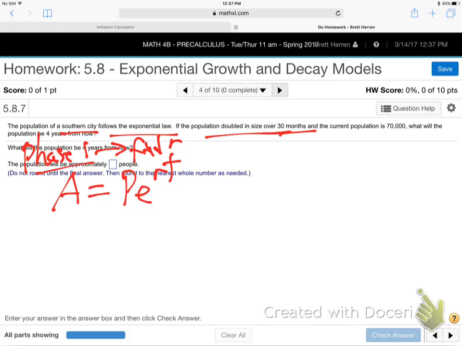Just a little bit of time. So find R. Find R. What's it saying? 30 months, double. 30 months, double. So what's the A? Oh, current population was 70. So the P is 70, right? That's the current, right? The P is now. The current population is 70.